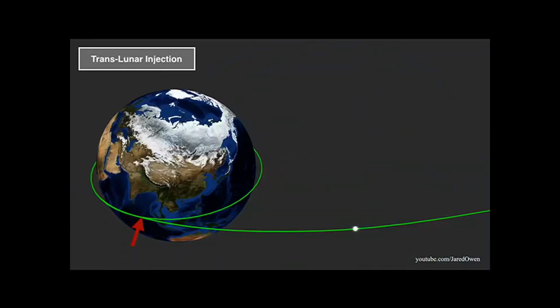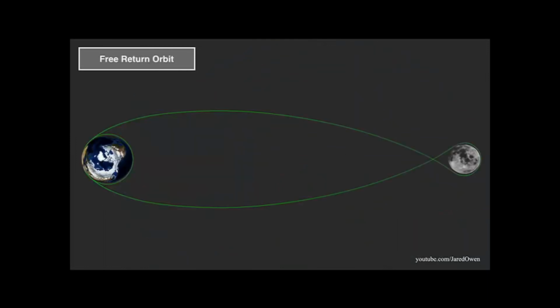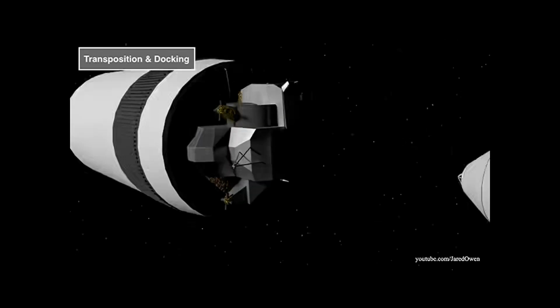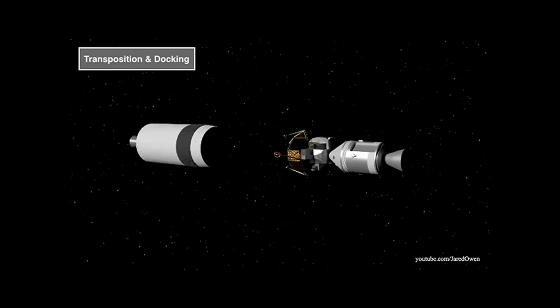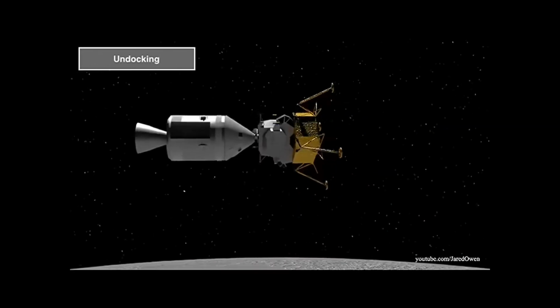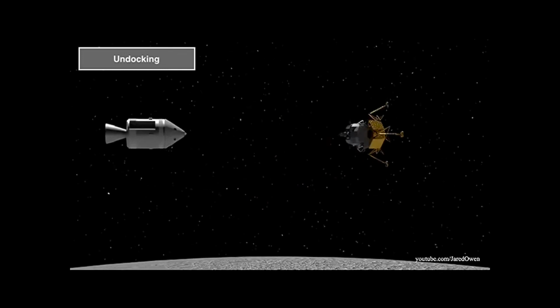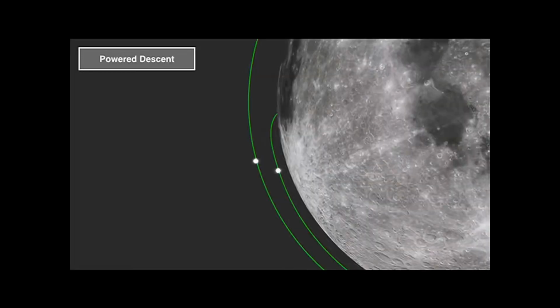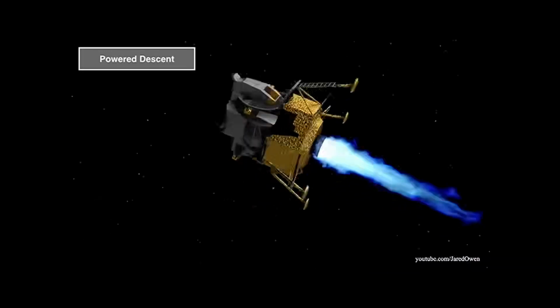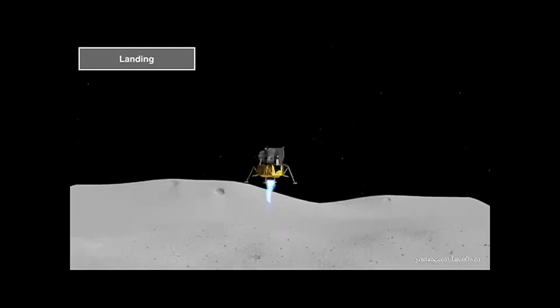By accelerating at the right time, the translunar injection moved the spacecraft into a so-called free return orbit. By just coasting, it would travel around the moon and back to Earth. Right at the beginning of this 3-day journey, the command and service module extracts the lunar module and docks with it. By braking on the far side of the moon, the spacecraft enters lunar orbit. After 2 of the astronauts have climbed into the lunar module and after undocking, the lunar module brakes. This is called powered descent. And lands.